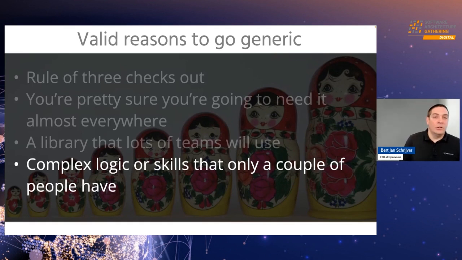This is an interesting one. Complex skills, complex logic, or skills that only a couple of people have. Let's say that your company is doing a lot with encryption. Not everyone, including me, is competent in writing encryption algorithms. So if you want to prevent people from doing this all by themselves, maybe you're saying, okay, the only way you use encryption in this company is if you use this library that we develop in-house with people who do have the skills to write encryption code. So here you're using a generic solution as encapsulation around a piece of complex logic to make sure that only a couple of people can edit this.